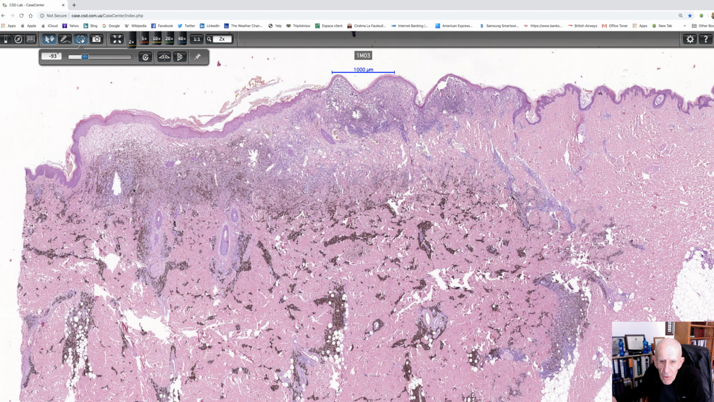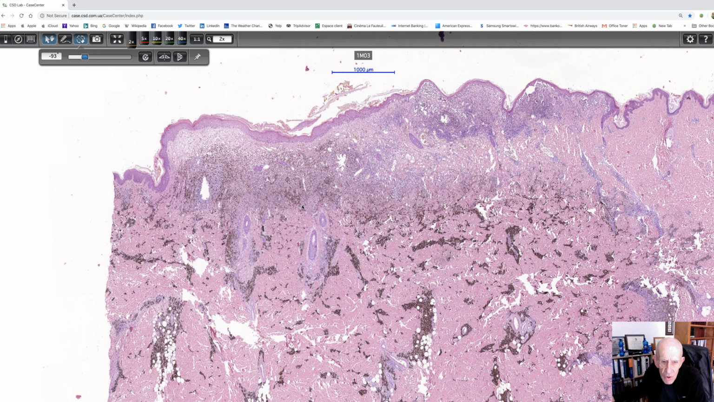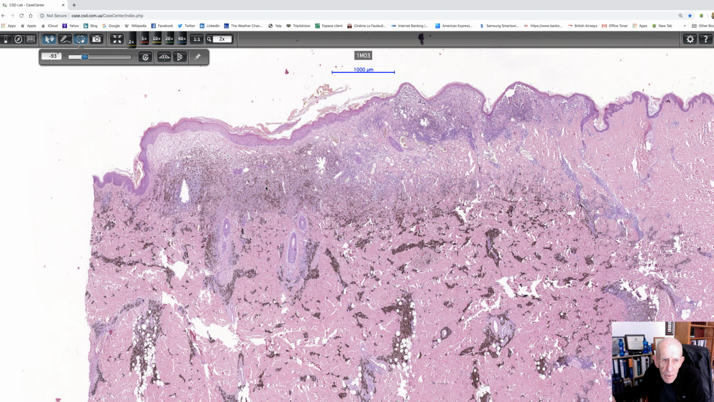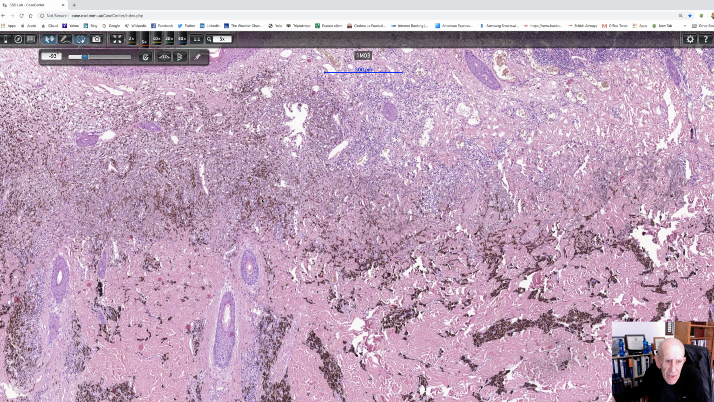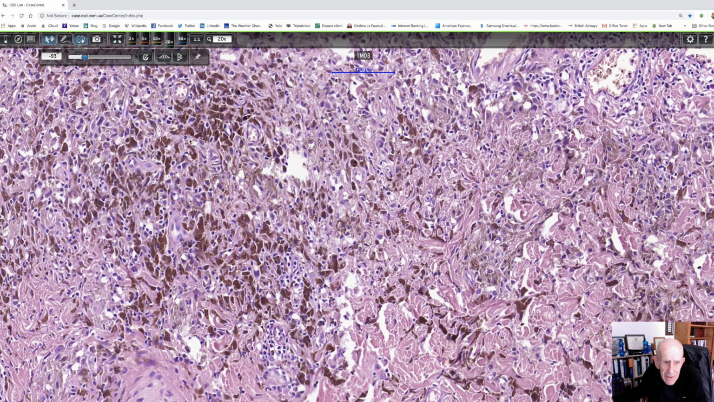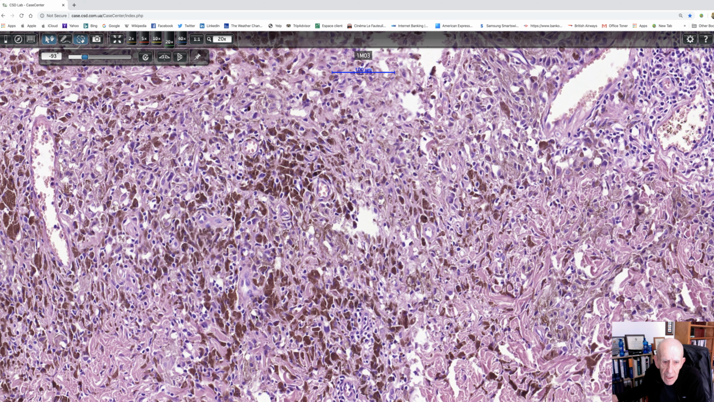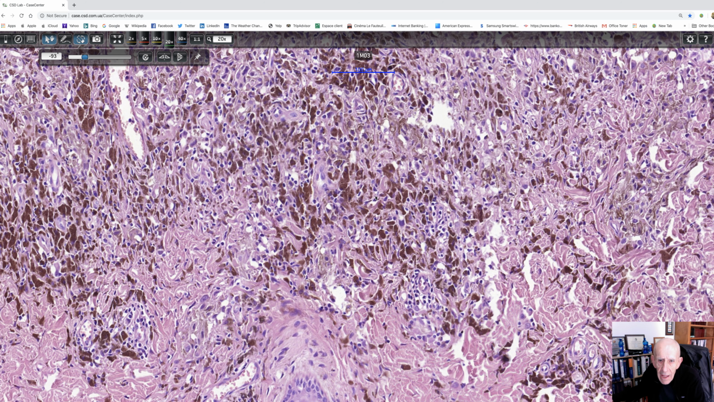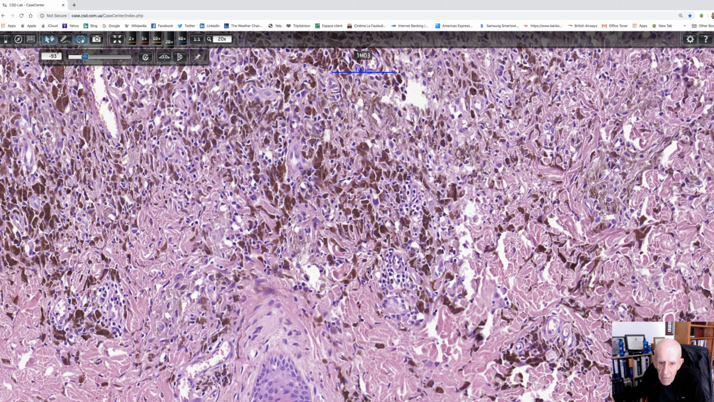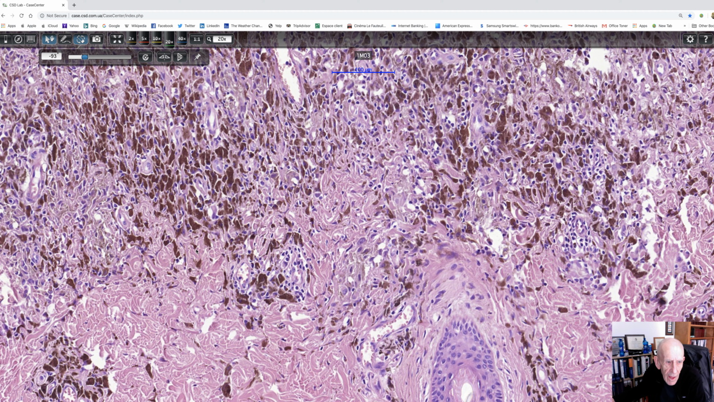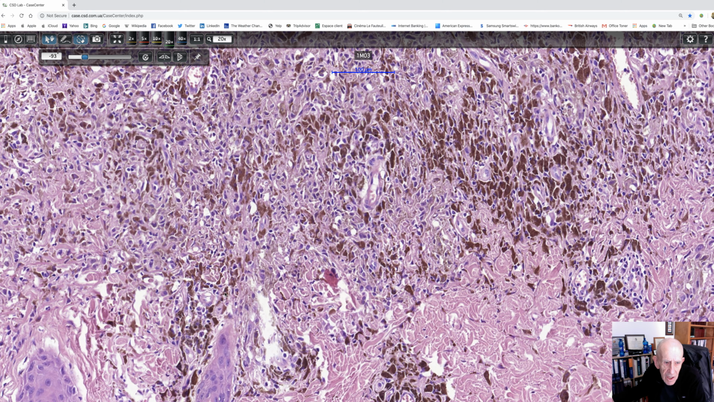And then we've got at the bottom of the reticular dermis an infiltrate there, which I think will turn out to be melanoma as well. And then we've got to work our way down to the bottom. So let's look at this bit here, just to see what's going on. And yes, there is obviously melanoma in the deep reticular dermis, and there's masses of pigment-laden melanophages forming, or in some places they are the predominant cell type, which is really quite interesting.